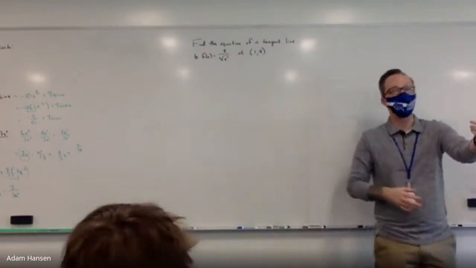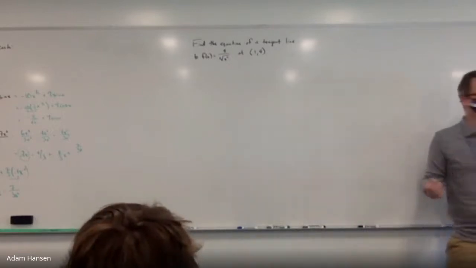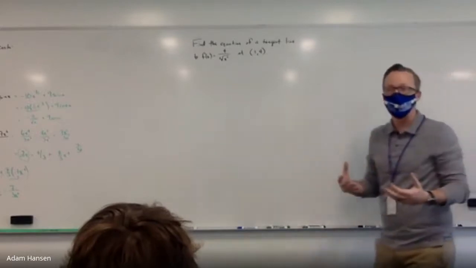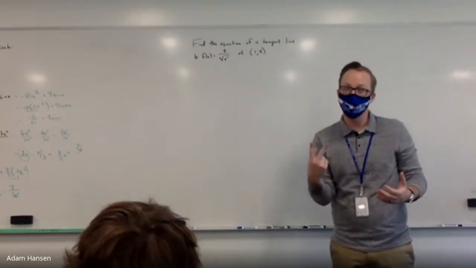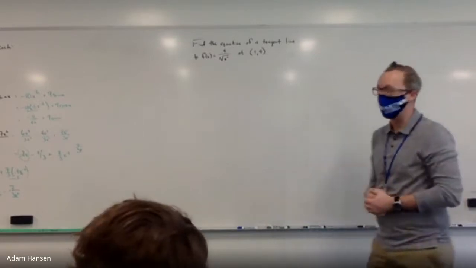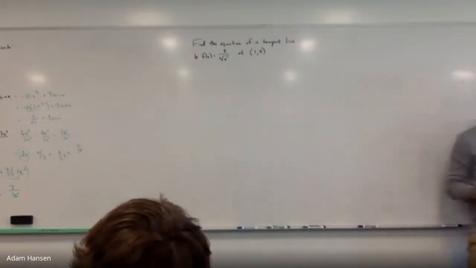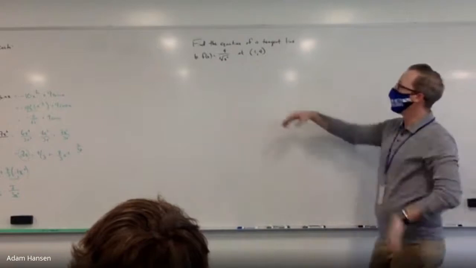Going off of that, how many times would a tangent line intersect the graph? How many places would a tangent line intersect the graph? Secant lines go through twice, tangent lines go through once at the point of tangency. So I want to take that information and apply it here.